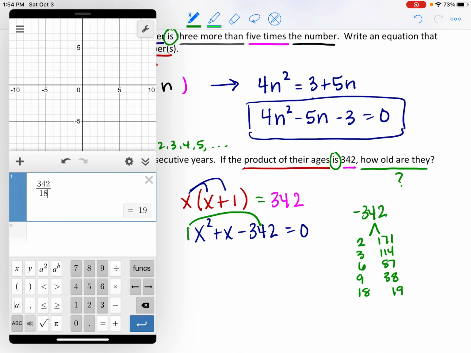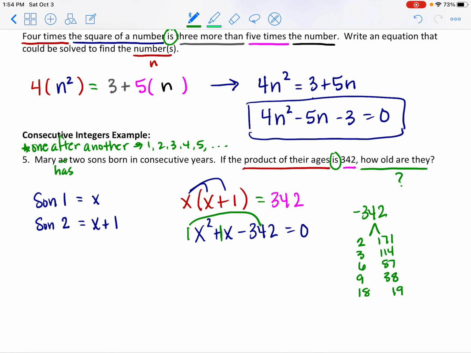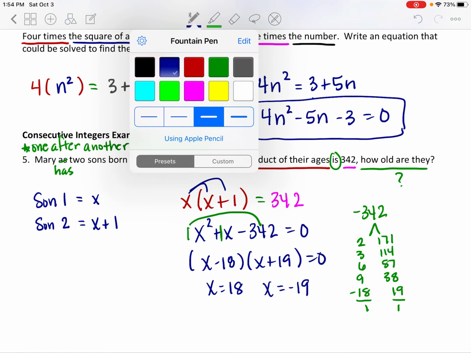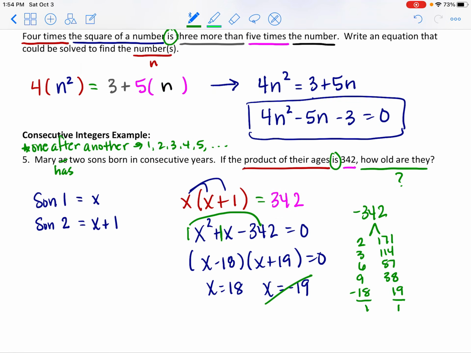I know that's my pair because I was looking for a difference of 1. So the calculator's helpful. And we're going to make the 18 negative, and dividing by 1 shows us our factors. So x minus 18 is a factor, x plus 19 is a factor, which means x is equal to 18 or negative 19, and x represents the age of the first son. Obviously, he can't be negative. We're not going to count that.